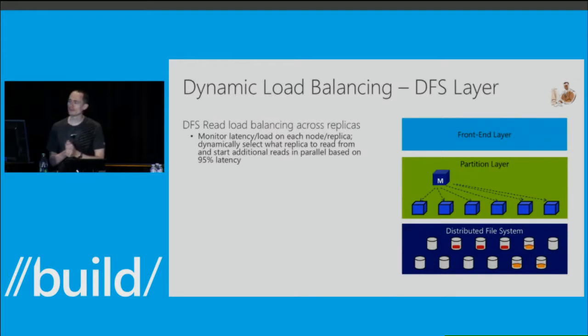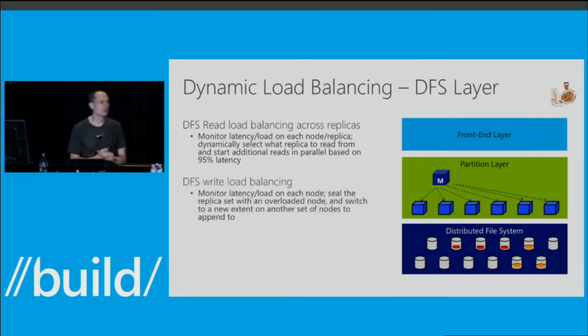Okay, now for the DFS layer, there's sort of three things we do for load balancing. One is we actually monitor the load for the storage nodes as well as the replicas, and then we use that to guide which extent replica we're going to use to read from. In addition, we issue these retries in parallel under the covers whenever the request is taking larger than the 95% latency. And that's what we do for reading.